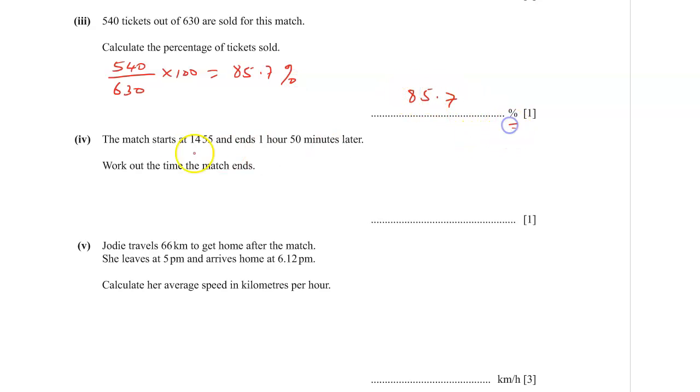The match starts at 14:55 hours and ends 1 hour 50 minutes later. Work out the time the match ends. This is 24-hour clock, so 14:55, you add 1:50, you get 5. This is going to be 4 for 10. This is 10, so 60 minutes.